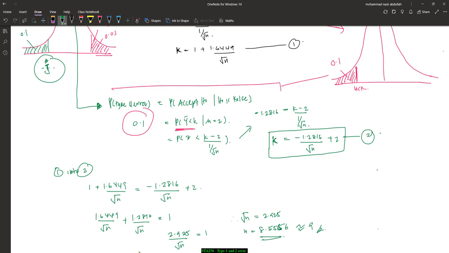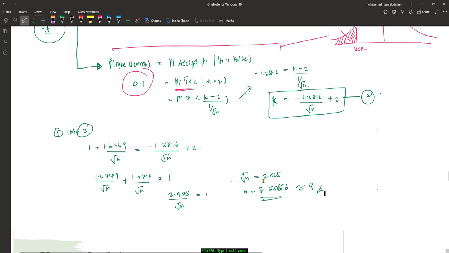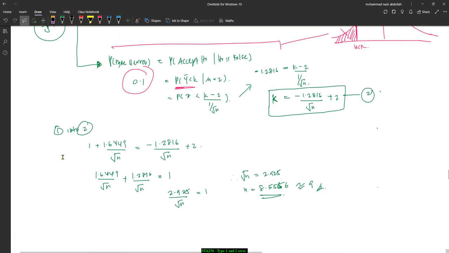Once we have defined the sample size equal to 9, then we can find the value of k, either using the first one or the second one. So k should be equal to, let's say, 1.2816 over square root of 9 plus 2, which should be equal to 1.57333.